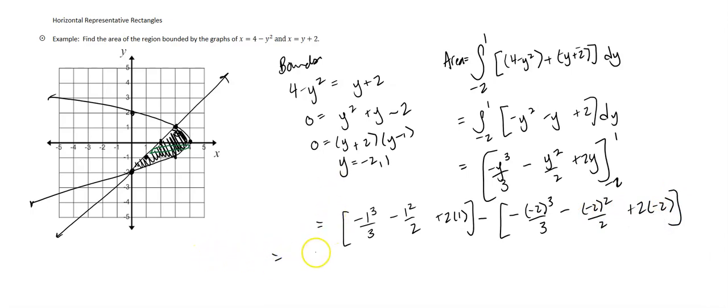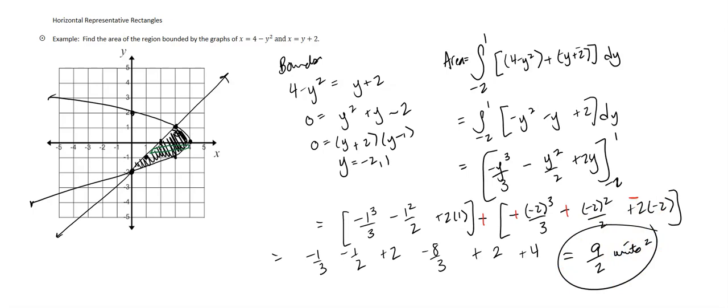And when I go to simplify that, I get negative 1/3 minus 1/2 plus 2. Distributing my negative, I'm going to have minus 8/3 plus positive 2 and then plus 4. And when I add all of that together, I get 9/2 units squared.